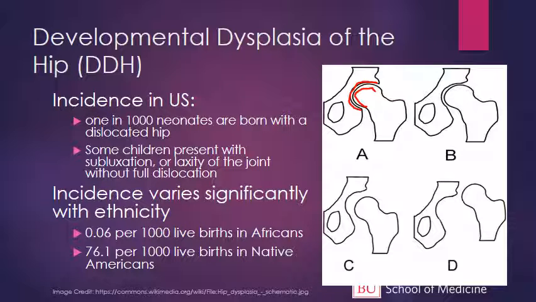As described here, figure A shows a normal hip joint, with the femoral head seated well in the acetabulum. Figure B shows a dysplastic hip, with a shallow acetabulum, demonstrated here, but with the femoral head still in place. Figure C demonstrates joint subluxation, where the head is still in contact with the acetabulum, but it's not fully seated, as in the normal hip. And finally, figure D shows full dislocation, with the femoral head free of the joint.